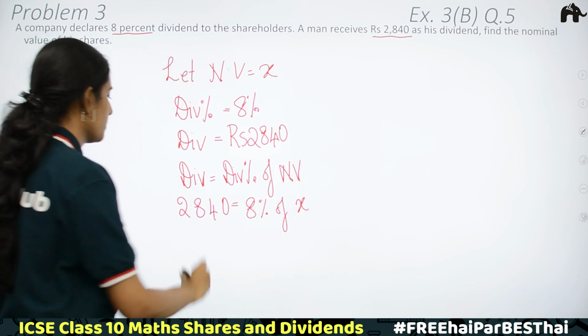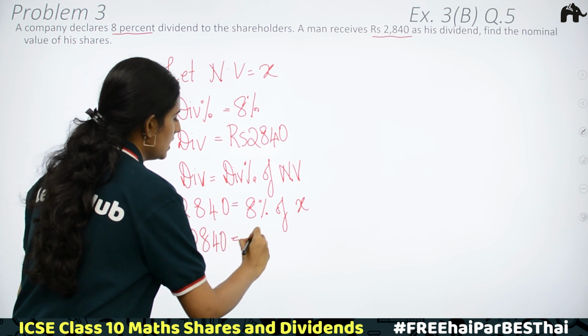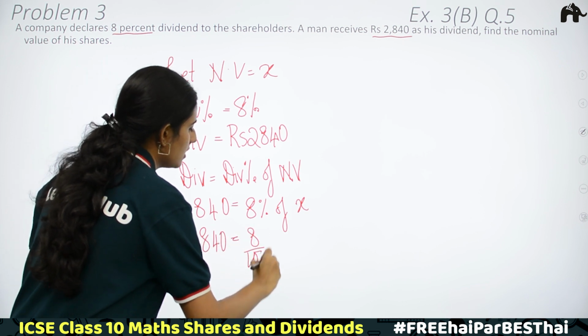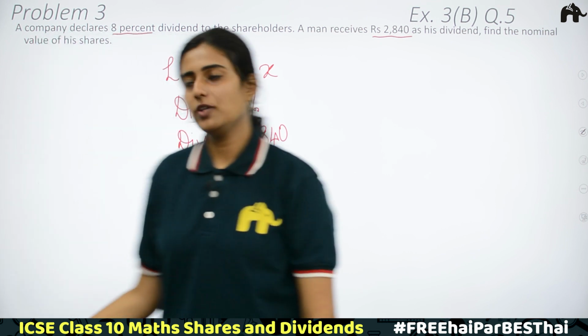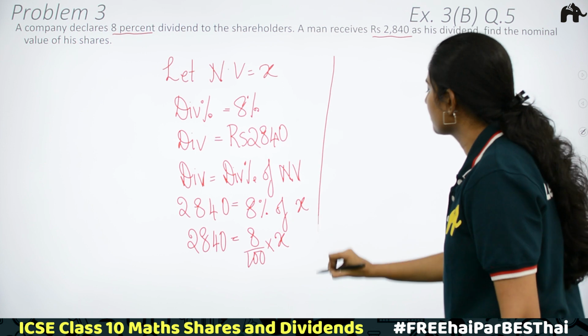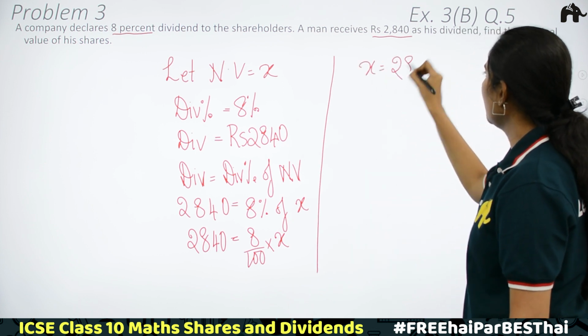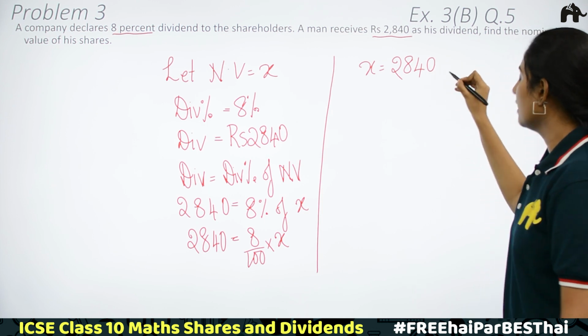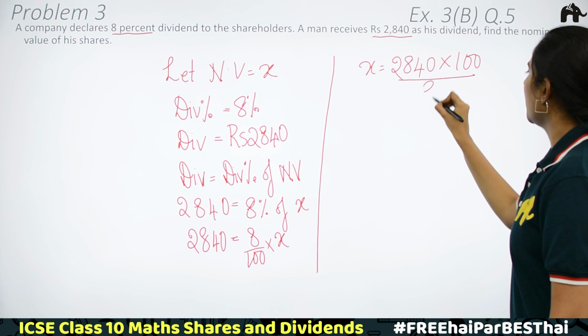8% of x. 2,840 is equal to 8 by 100 into x. Now we can calculate the value of x. X is equal to 2,840 into 100 divided by 8.